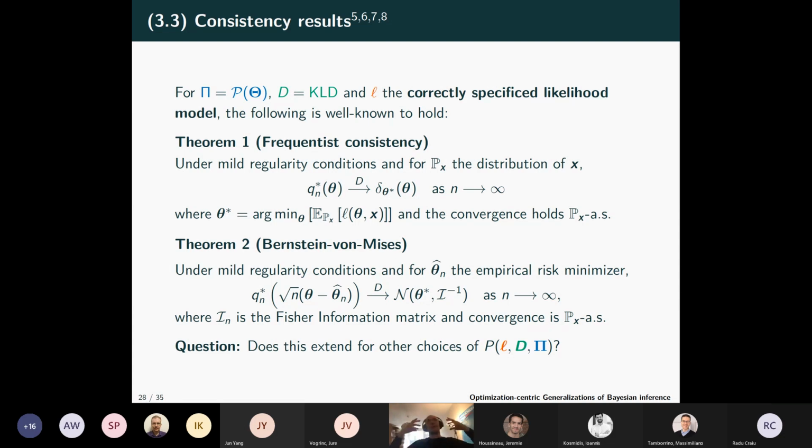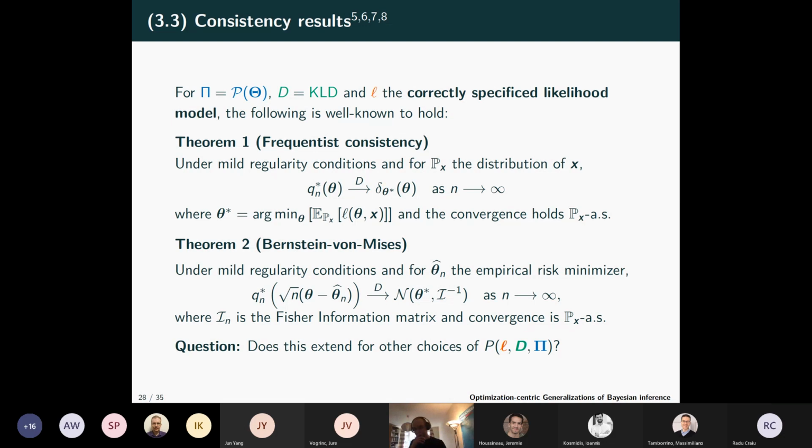So if there exists a theta star which minimizes the expectation over the loss, so you're assuming that all your data are IID from P of X, and you define theta star, let's say, as the unique minimizer of this expected loss, then as you get more and more data, you would want your prior to be ignored eventually. And you can effectively show that this holds under mild regularity conditions.